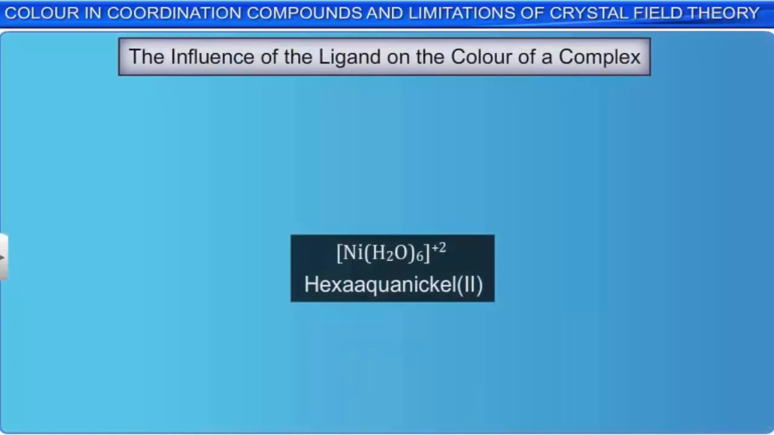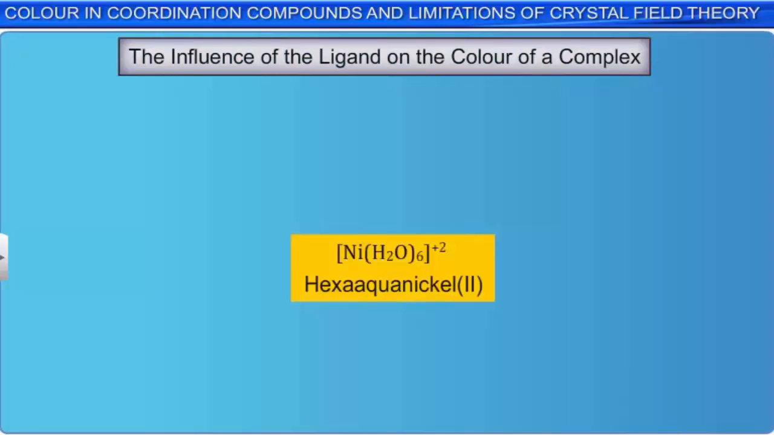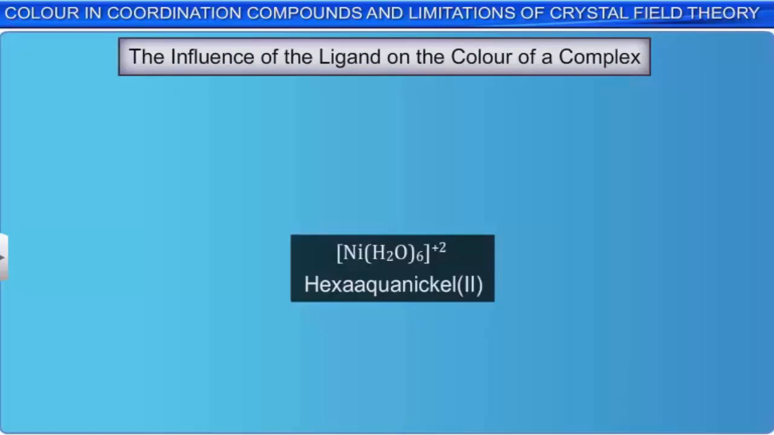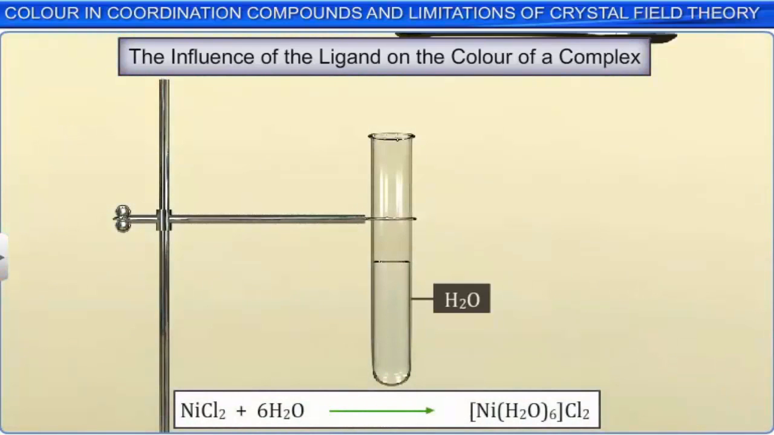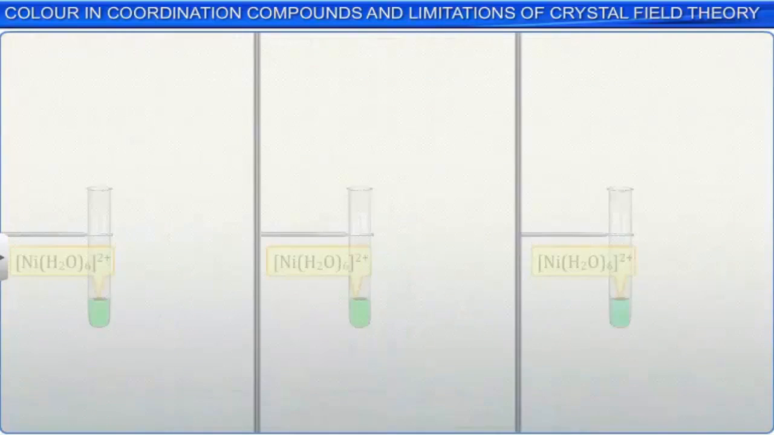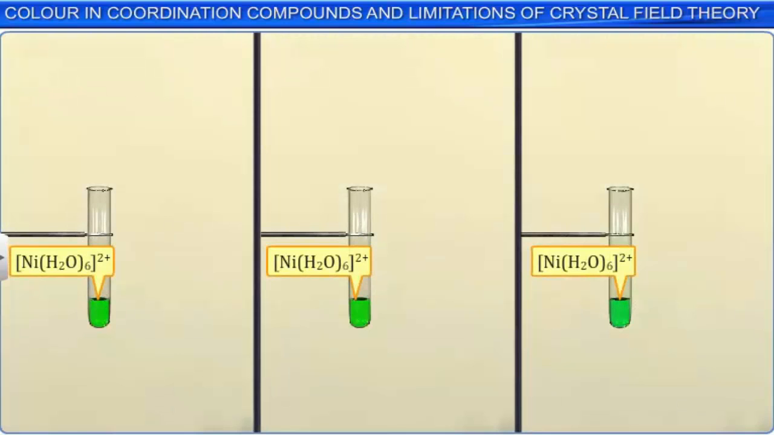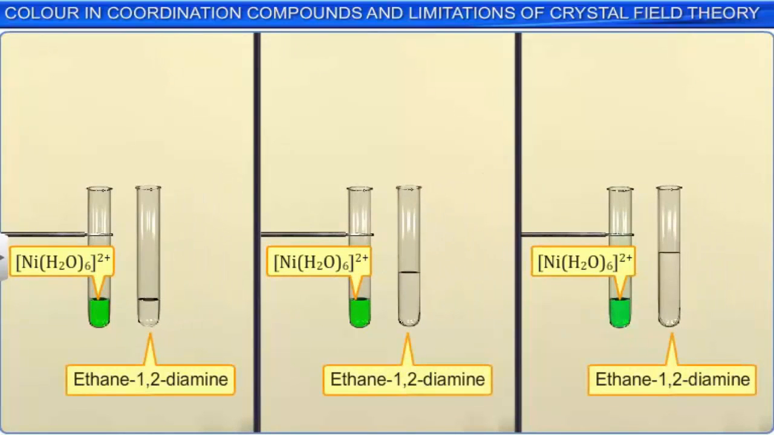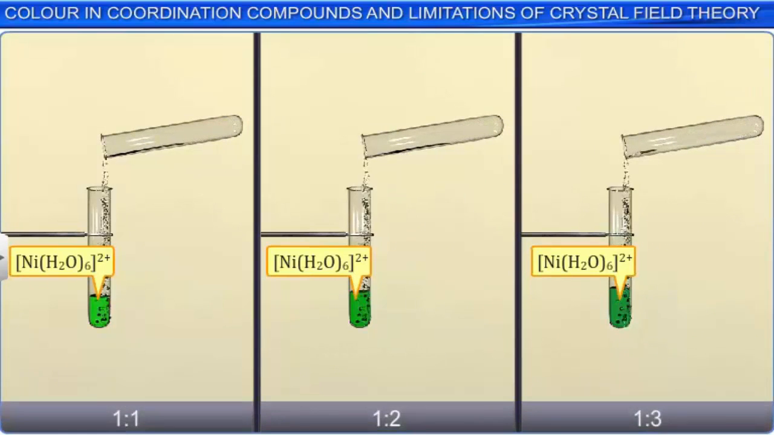The influence of the ligand on the color of a complex may be demonstrated by considering the hexaaqua nickel 2+ complex. When nickel 2 chloride is dissolved in water, it gives the green hexaaqua nickel 2+ complex. To this complex, if the bidentate ligand ethane-1,2-diamine is added progressively in different molar ratios, different complexes with varying colors are formed.